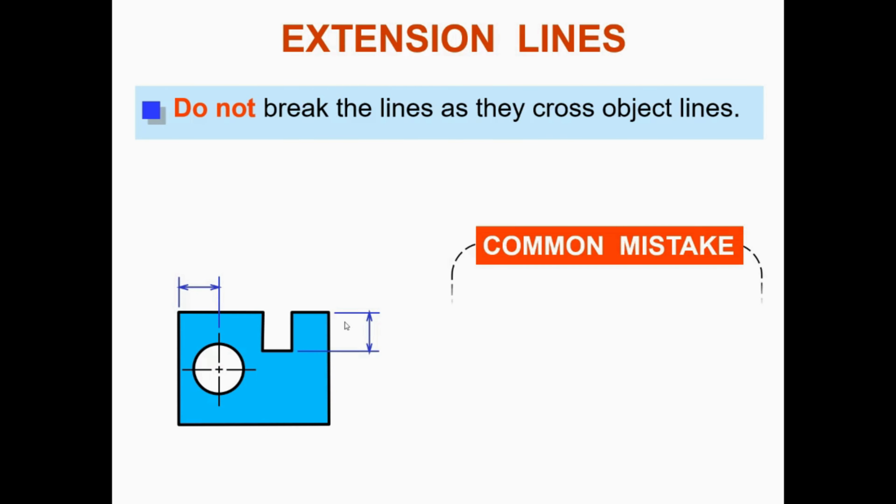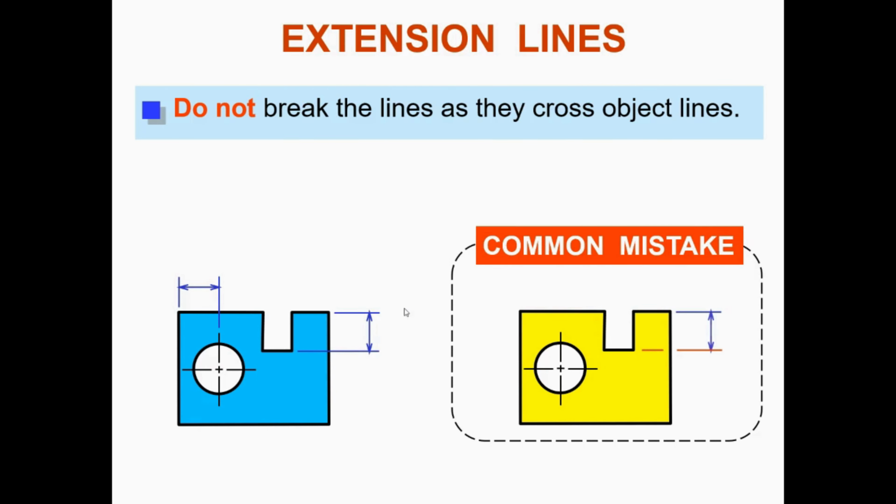So let's look at a common mistake that students normally make. This is a common mistake, and most of the time it is because they want to make their work nice and appear good, but it's actually a wrong practice. So do not break it; make sure the extension line is continuous.